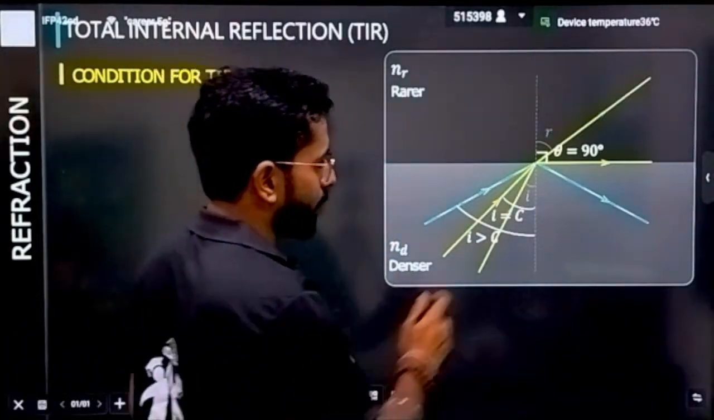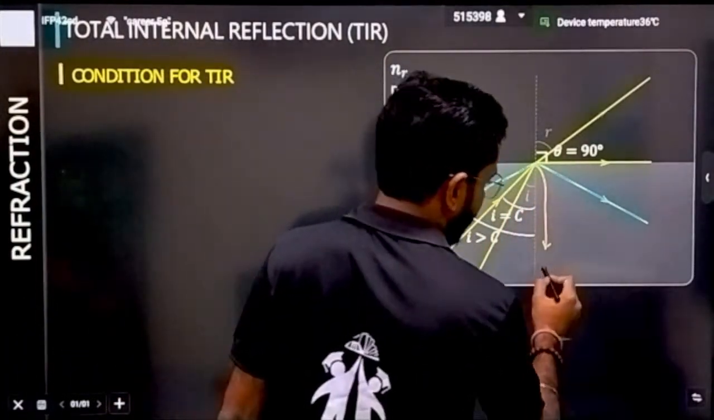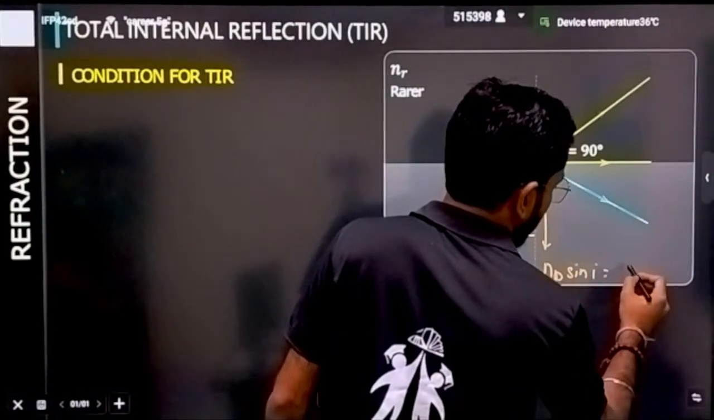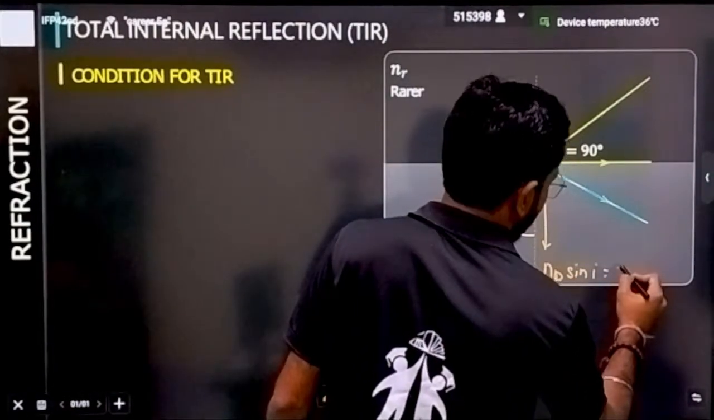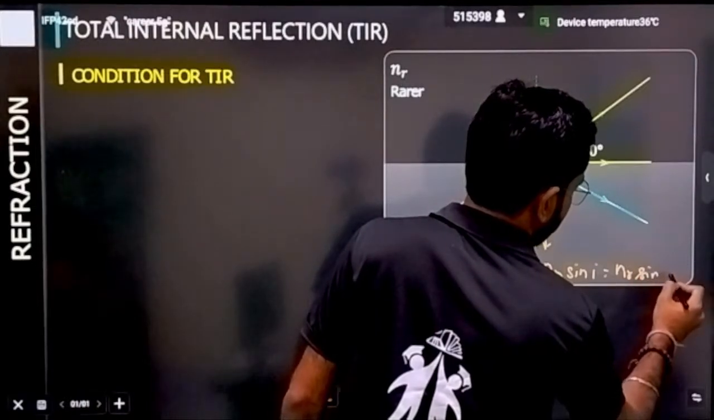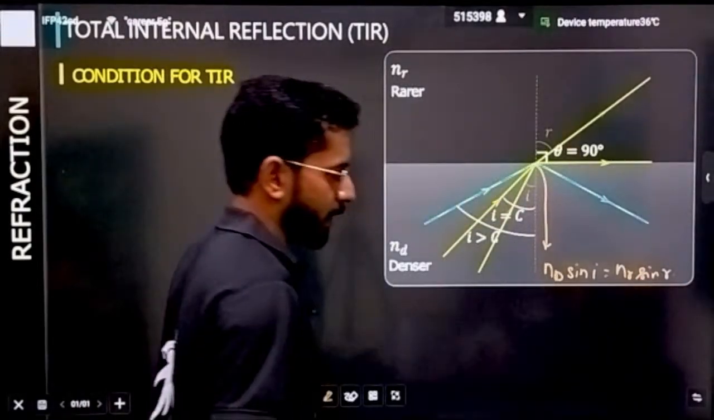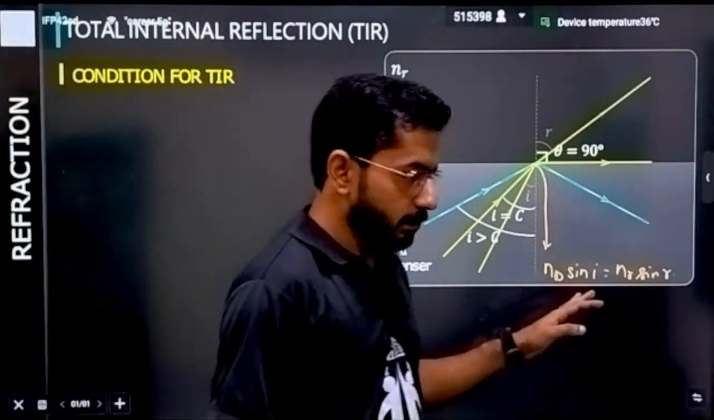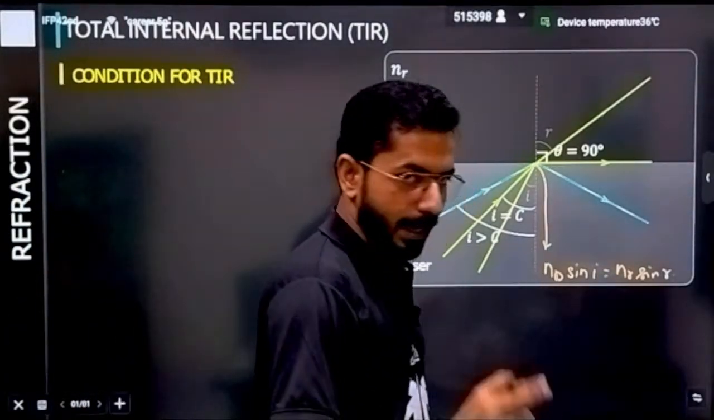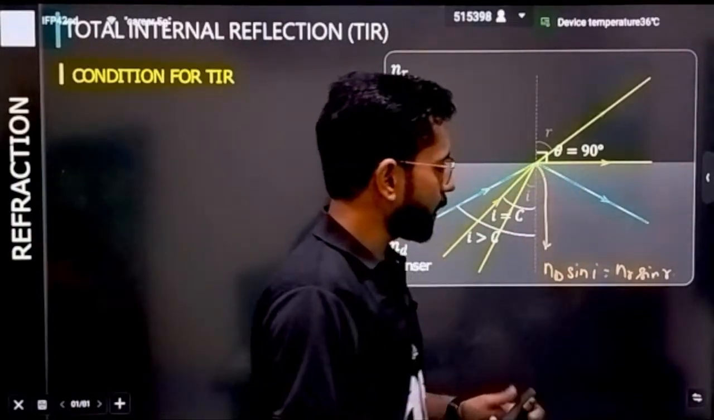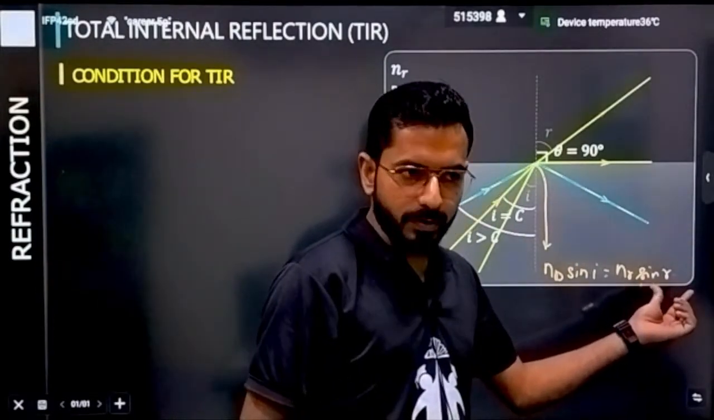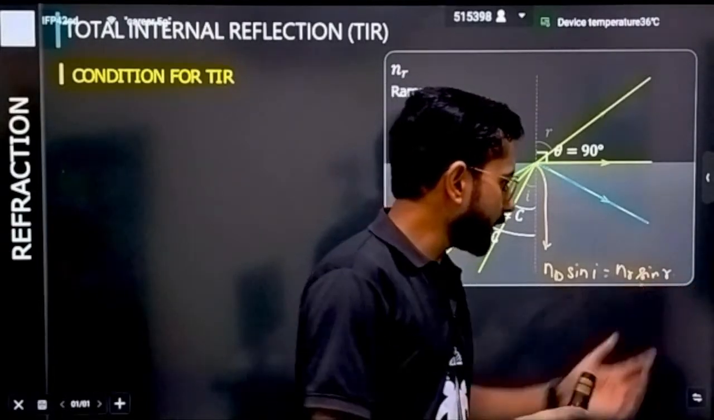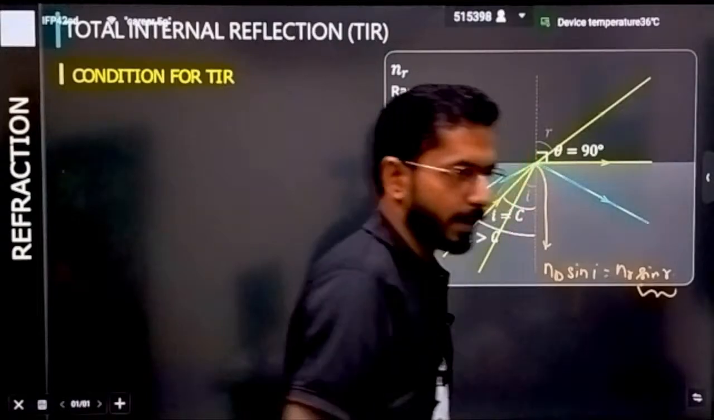Correct? So if I write Snell's law again here, what will it be? I will write N of denser medium into sine of I is equal to N of rarer medium into sine of R. So just understand here, what will be happening now? At the critical angle, can you say sine of R has already achieved its maxima? What is the maximum value of sine theta? 1.